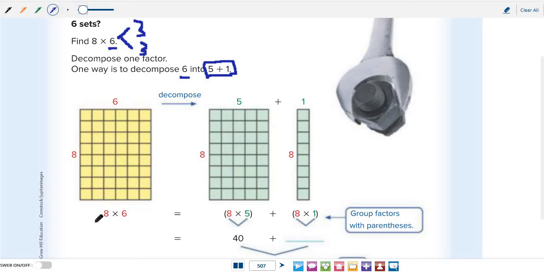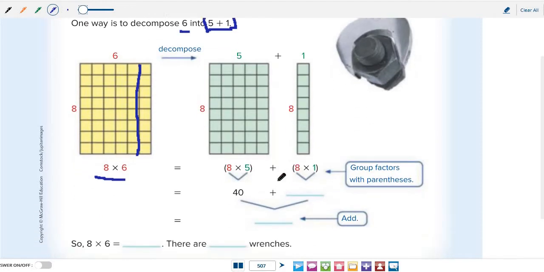So this is the whole array. 8 times 6, we will decompose number 6 into 5 plus 1. So now we have two arrays: 8 times 5 and 8 times 1. Now we need to find the products.